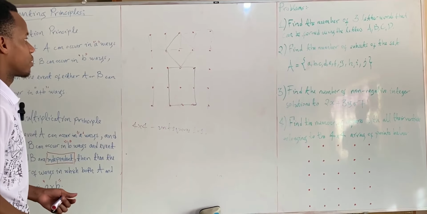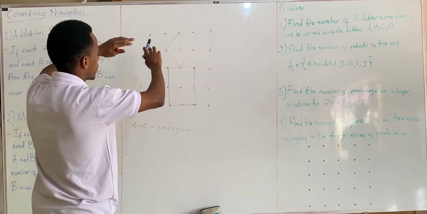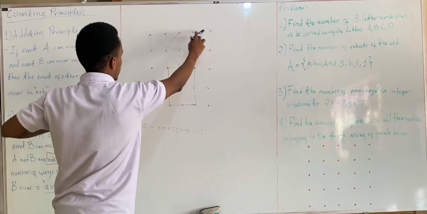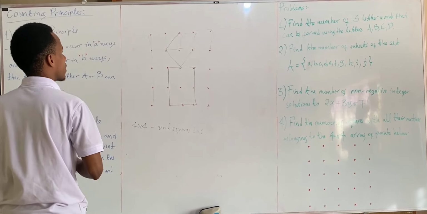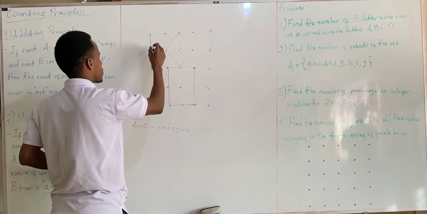4 times 4, 1 by 1 squares, whose sides are parallel to the largest square. A similar case goes for 2 by 2 squares.